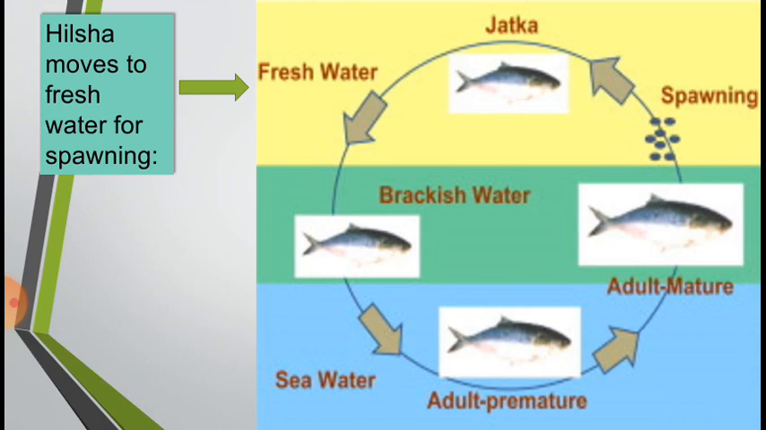There is a picture we can see that adult mature Hilsa fish lives in brackish water, and adult premature lives in sea water, and Jatka lives in fresh water.